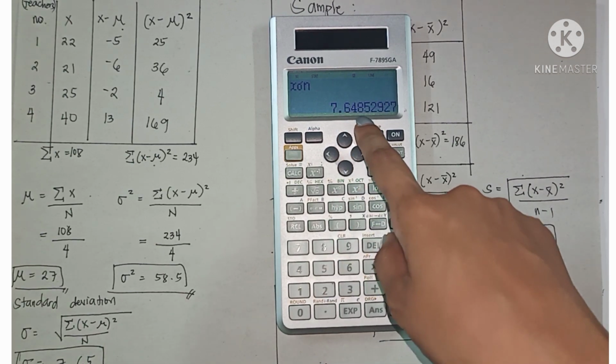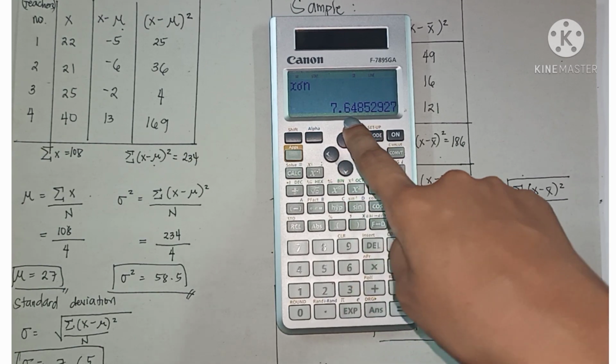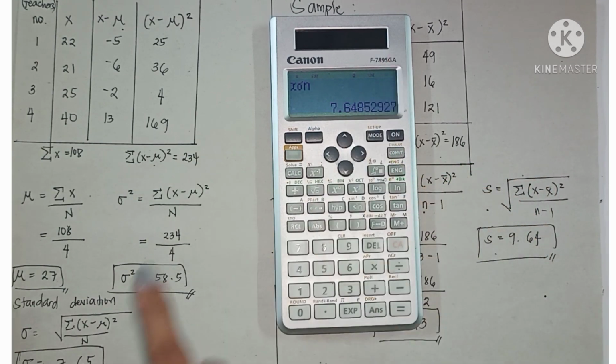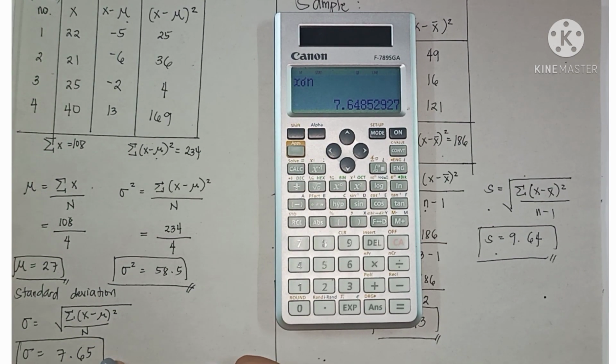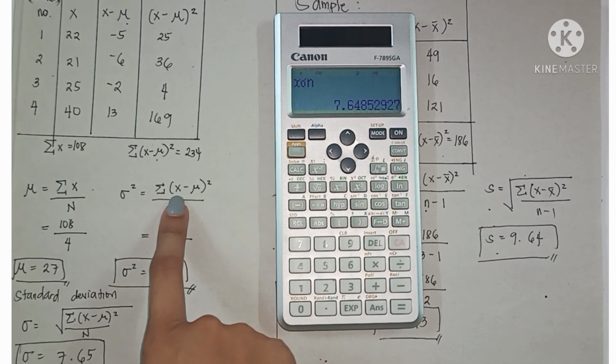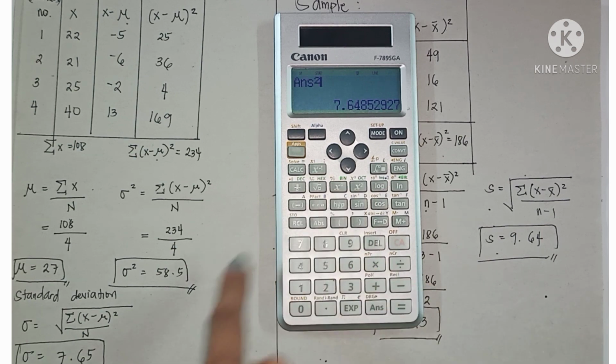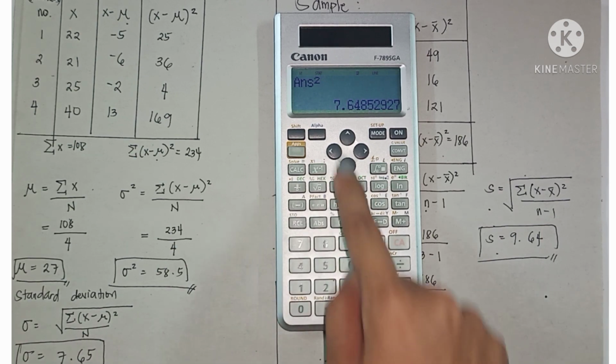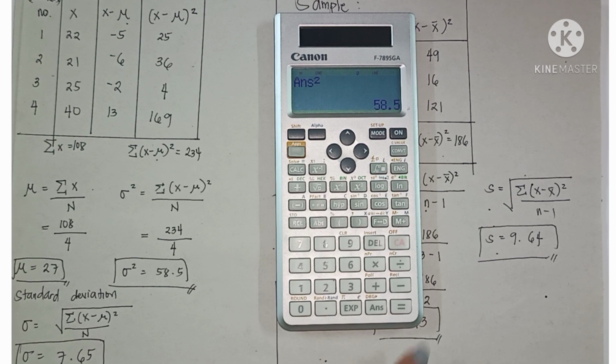7.6485. Round off your answer into 2 decimal places, and the answer is 7.65. Okay? 7.65, which is ito yung nakuha natin kanina kay standard deviation, population standard deviation. And to check if your variance is correct, just simply squared ang ating SD. Squared mo lang yung SD natin. And that is 58.5. Ibig sabihin po, tama yung nakuha nating mean, variance, and SD ng population.